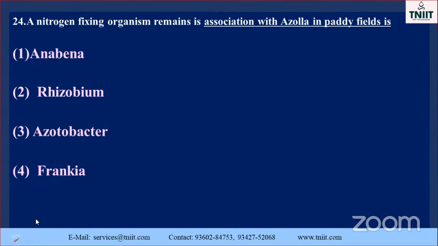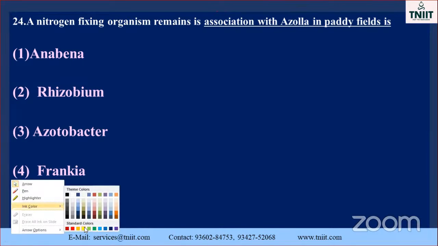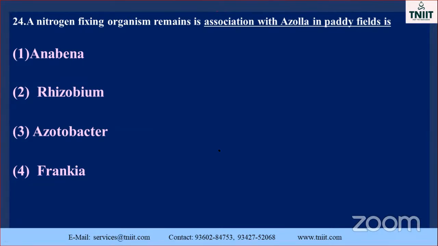Next one is, a nitrogen fixing organism remaining associated with Azolla in paddy field. Okay, Azolla in paddy field. Don't forget, my dear students. So Azolla is always linked with Anabaena, not Rhizobium, Acetobacter or Frankia. So the option is, which one do you know?